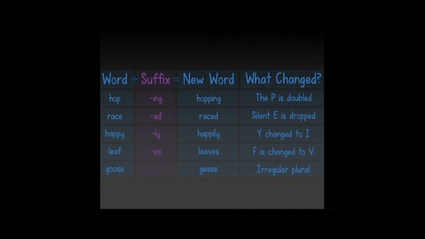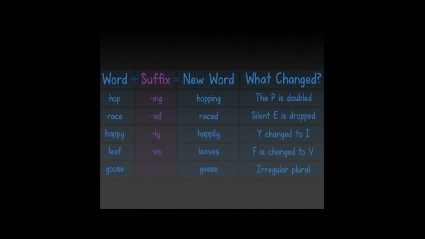Then is happy, and we add ly and it is happily, and you all know that y changes to i. Then is leaf, and we add es and it becomes leaves, singular to plural. So F is changed to V.